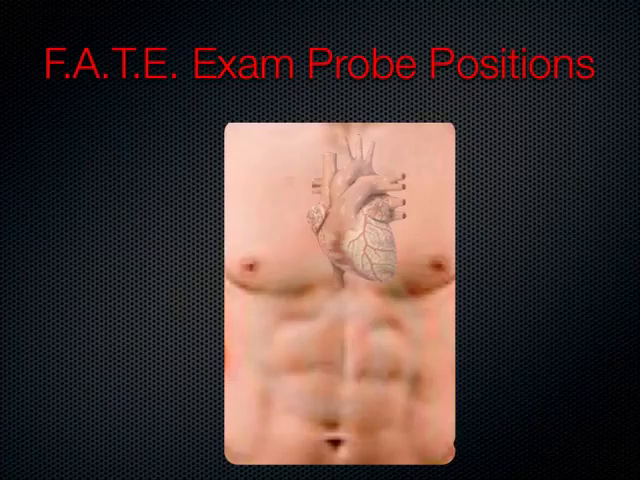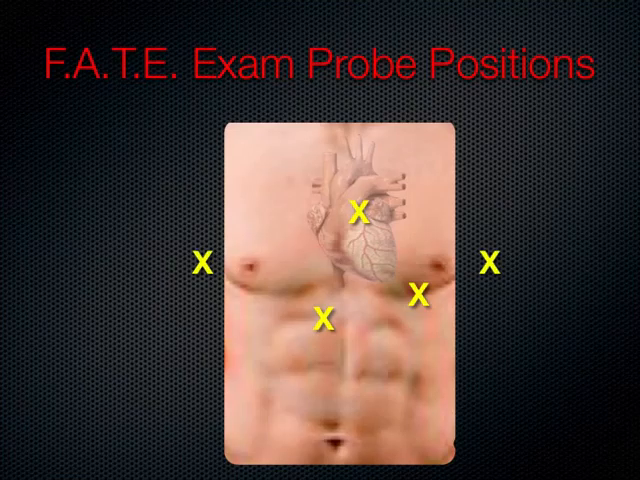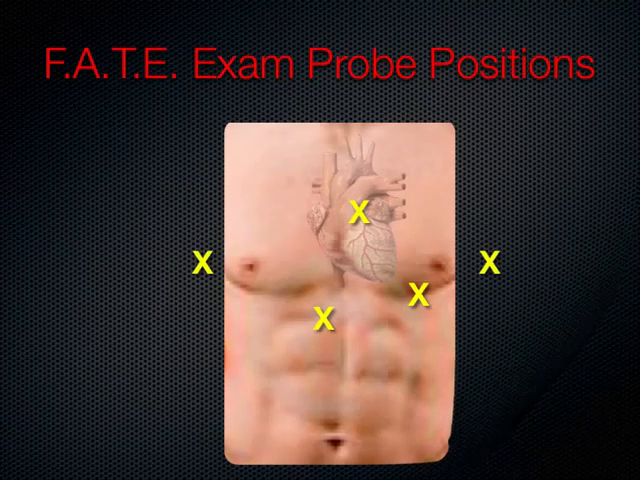So the probe positions, now some of these are going to be review for you, but I'll just quickly go through these. One is at the subxiphoid location, another one is at the apex of the heart, and then another one is over the great vessels of the heart, going across the mid position of the heart. And then we look at the pleura bilaterally as well.